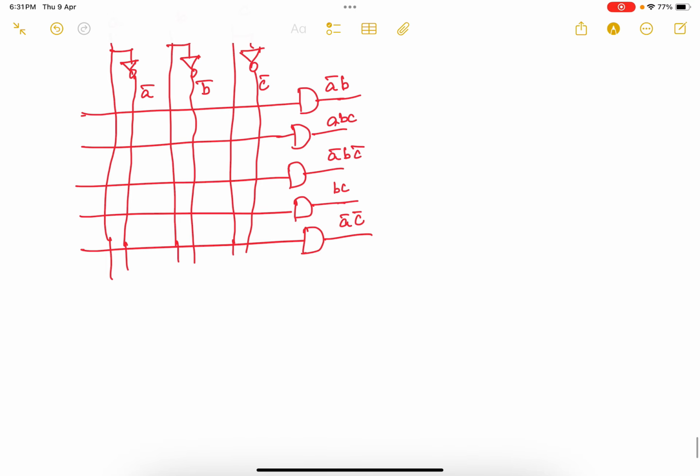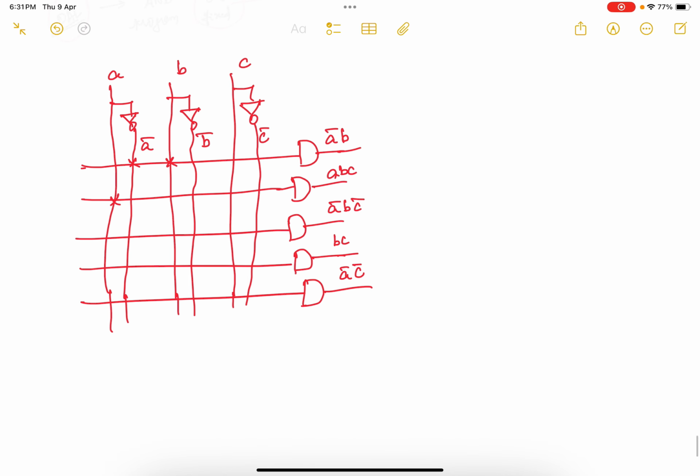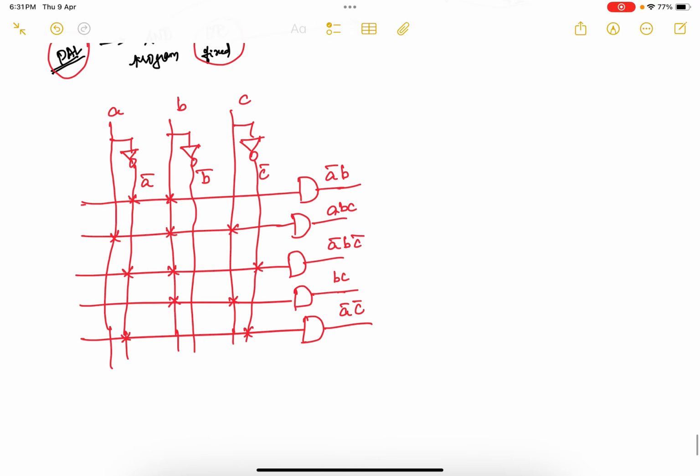Okay, so you want to make a connection because this is programmable, that is, the AND array is programmable. So what you will do: A bar B, and next thing is A B and C. Next one is A bar B C bar. The next one is B C. The next one is A bar C bar. So up to this, whatever we have done previously, the same thing only.